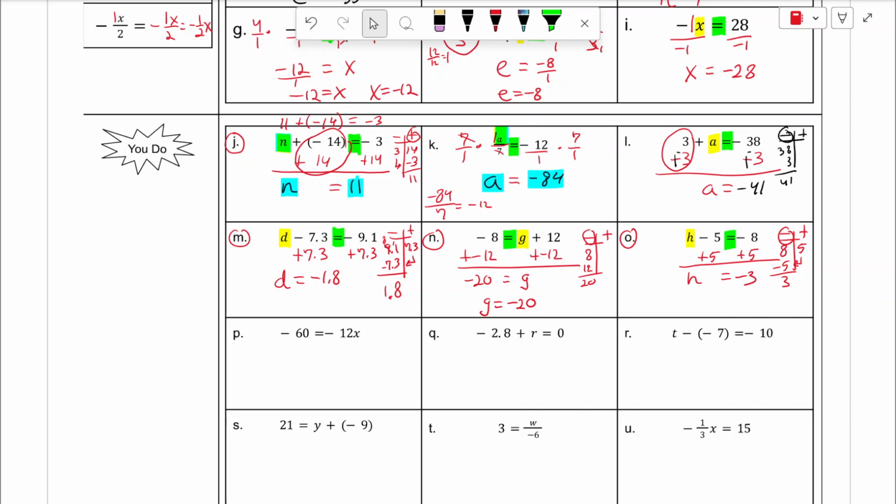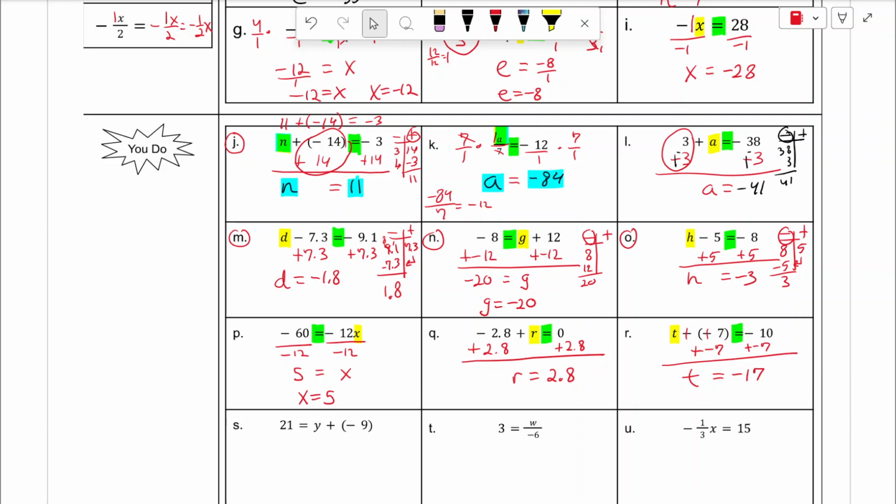All right, let's take a look at the next row, P, Q, and R. Pause the video and do all P, Q, and R. Pause now. Okay, hopefully you had more success, or you maybe finally got what we're doing here. So P is X is 5, Q is R is 2 and 8/10, and R is, sorry, T is equal to negative 17.